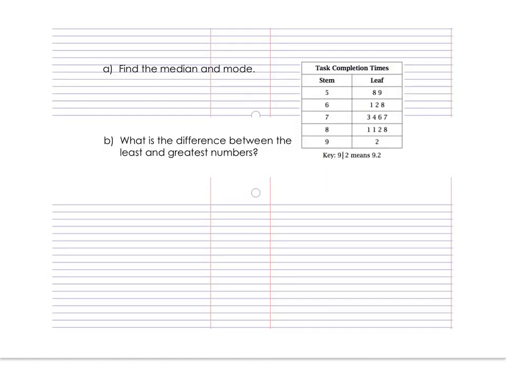So let's first find our mode. I'm looking for any numbers that repeat more than any others. And I see that the 1 repeats. And I think that's the only one. So here's our mode. And again, it's not 81, it is 8.1.